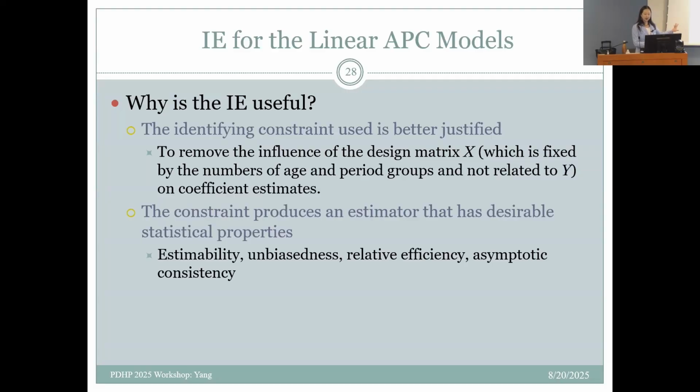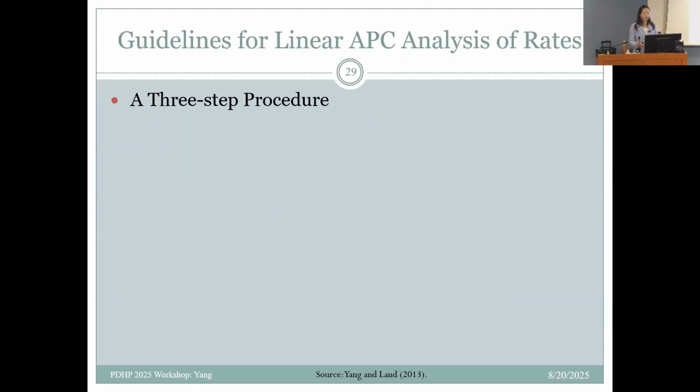So using this better constraint produces an estimator that has desirable statistical properties, including estimability. By estimability, it guarantees unbiasedness and also has relative efficiency and asymptotic consistency compared to the other constraint estimators. And so most importantly, from the user's perspective, the coefficient estimates are easily interpretable compared to some of the nonlinear constraints used in biostatistics literature.